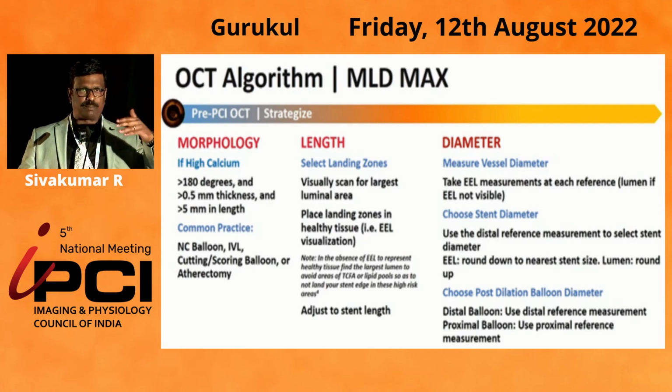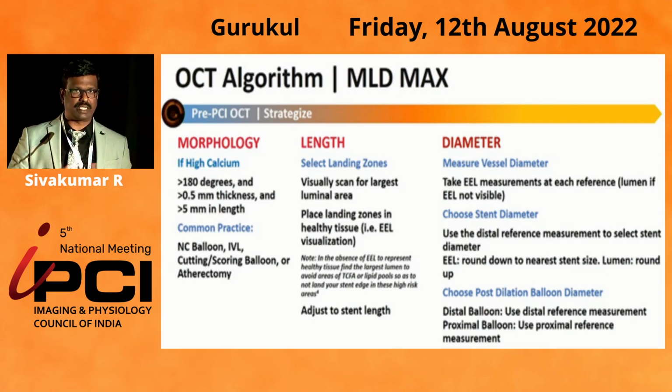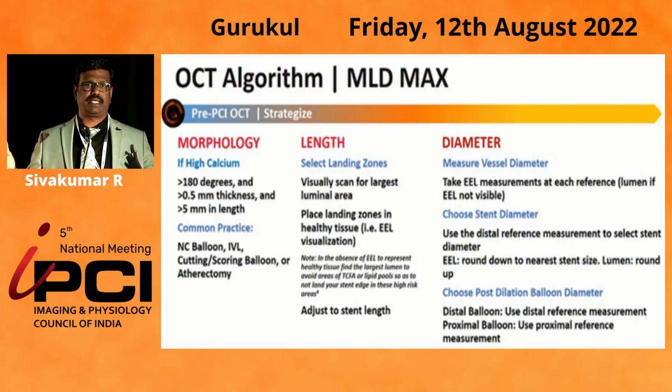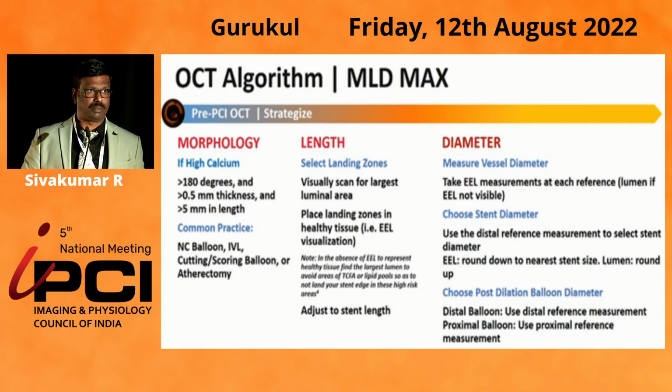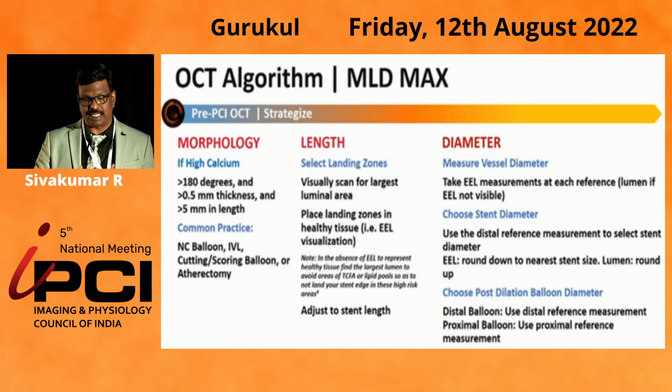You can take a proximal reference, and accordingly take a proximal dilatation balloon. In the middle, you can take a different size balloon. Nowadays, if I put a 3 stent of 38, I need to take 3 balloons: 3 in the distal half, 3.25 in the middle, and in the proximal maybe 3.5. This kind of adjusted post-dilatation insight was given to us by OCT.